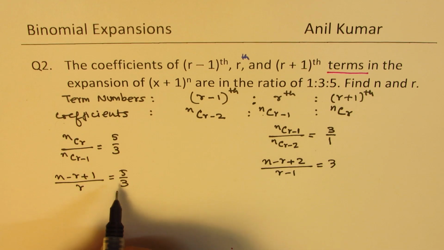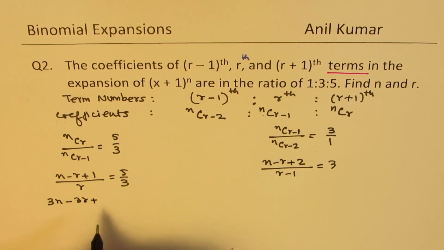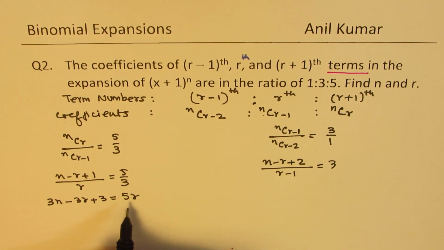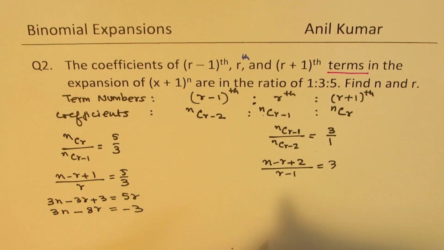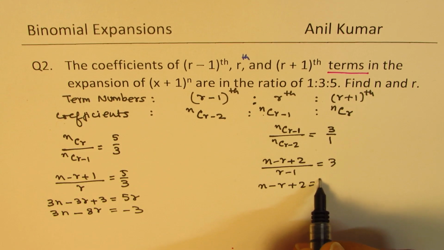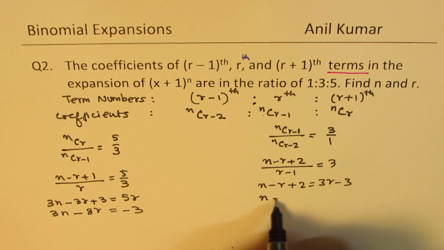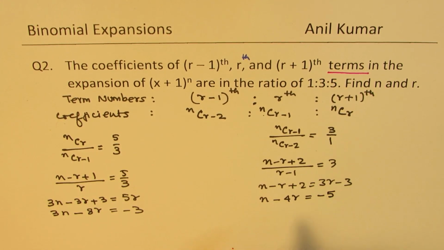So cross multiply. So we get 3n minus 3r plus 3 equals to 5r, which gives us the equation as 3n minus 8r equals to minus 3. Here we get n minus r plus 2 equals to 3r minus 3. Bringing them together will give us n minus 4r equals to minus 5. So these are the two equations for us.